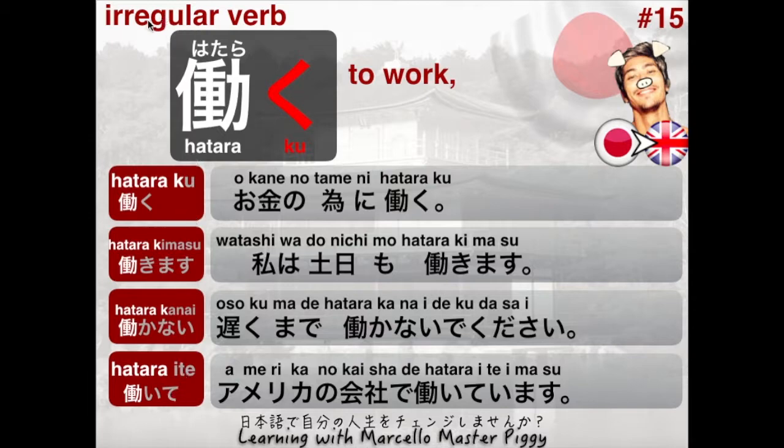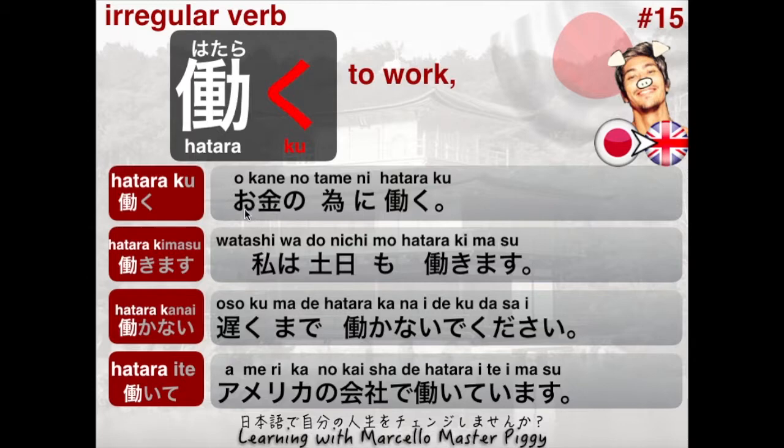Okay, it's a verb that follows ka ki ku ke ko, so the negative form is gonna be ka, right? So hataraka. Well, we're gonna have a look later. So the first one, the dictionary form, is hataraku.